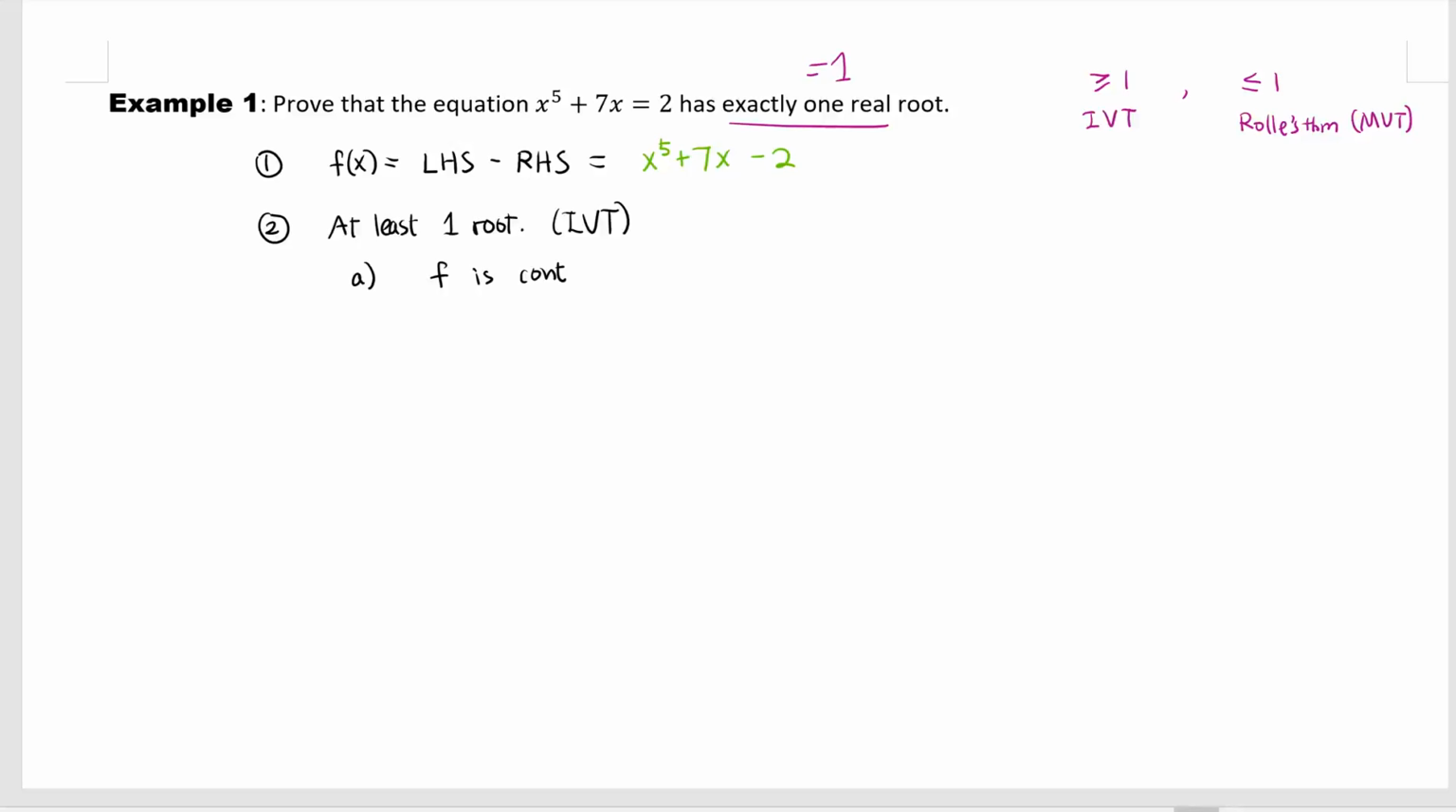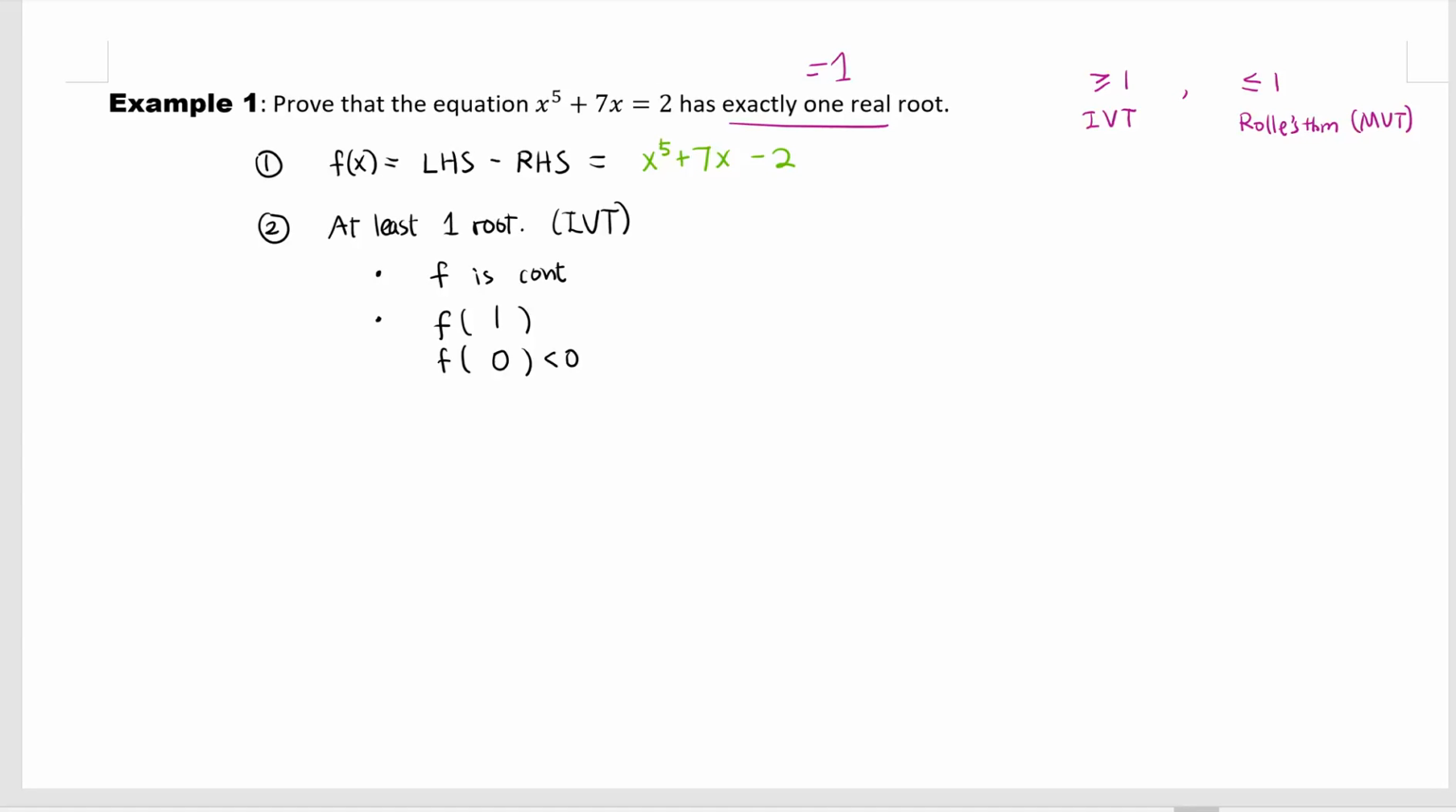And second, let me just use the dot to denote. Second, we want to find a point A such that f of A is positive, and a point B such that f of B is negative. Usually the number we plug in, we can try 0. When we plug in 0, we get -2, so it's negative. The other numbers you can try are 1, -1, 2, -2, 10, -10. You can plug in any number. In this case, let's plug in 1.